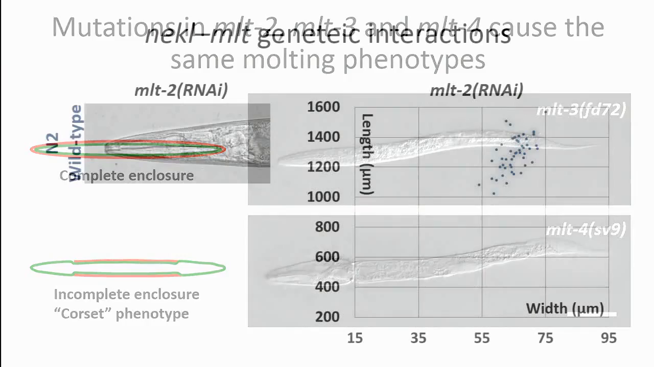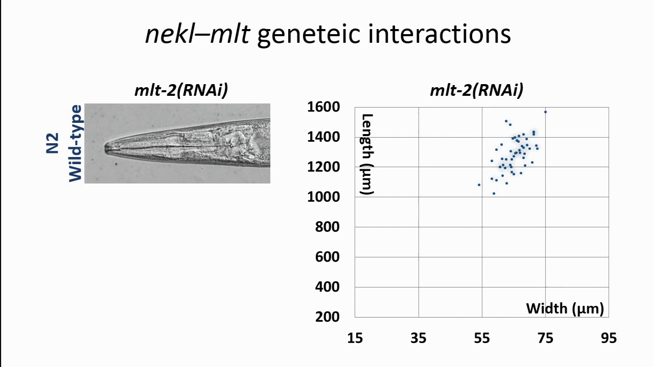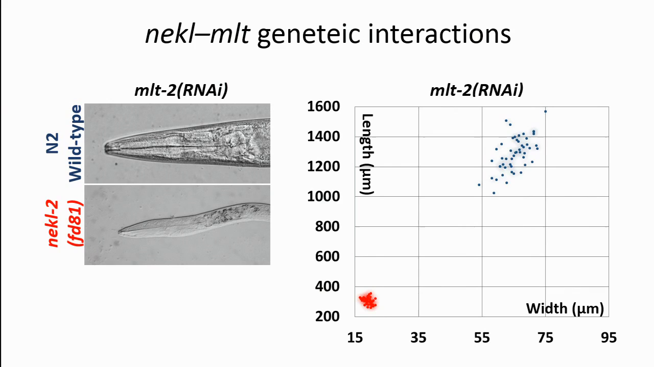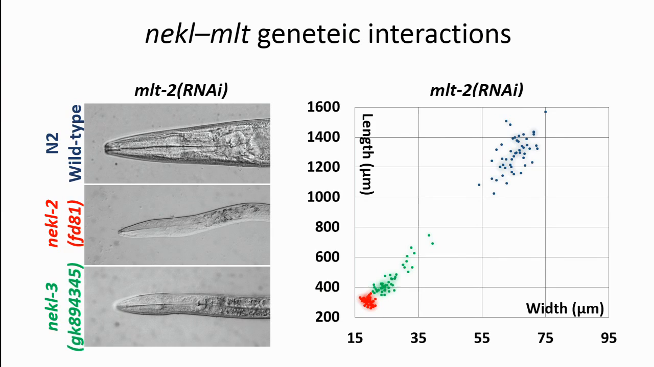So we wanted to know if they're genetically interacting. The easiest way was to use RNAi. As you can see here as an example, I'm showing MALT2 RNAi, but we tested all three of them. And MALT2 RNAi is doing nothing in wild type. You can grow them, they're happy. But if you put NEKL2 viable hypomorphic alleles on this RNAi, you can see that they arrest really early. This graph is showing the size of the animal, and they're enclosed in the old cuticle. And a similar effect you get for NEKL3 hypomorphic alleles. So they are genetically interacting.